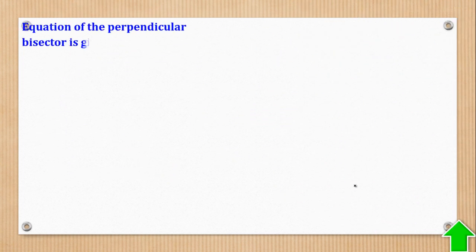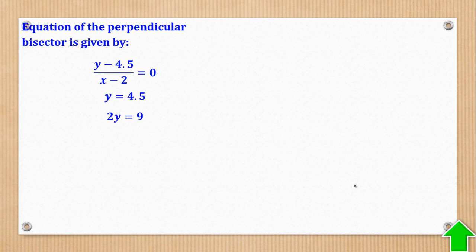So now that I know the gradient, I can get the equation of the perpendicular bisector, which will be that. I can simplify to get that because 4.5 is the same as 9 over 2. Cross multiply to get 2y equal to 9. It is the same. Then the equation of the altitude.